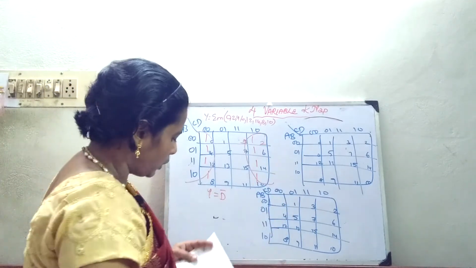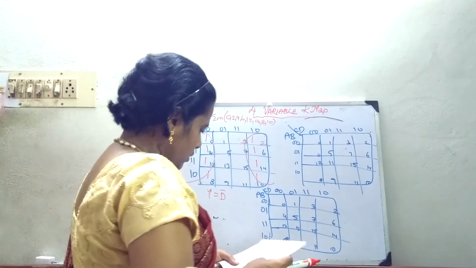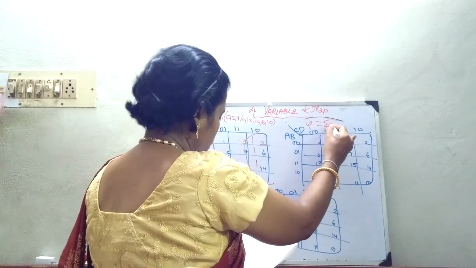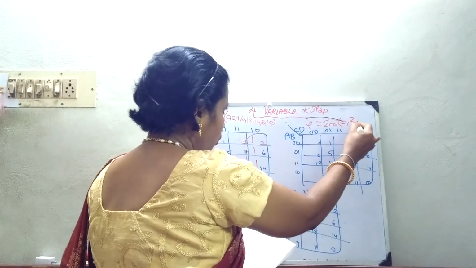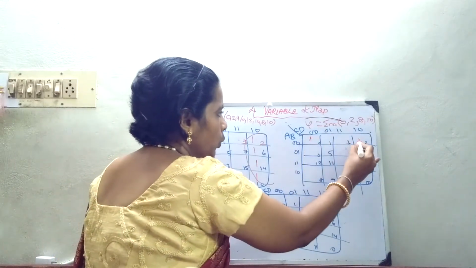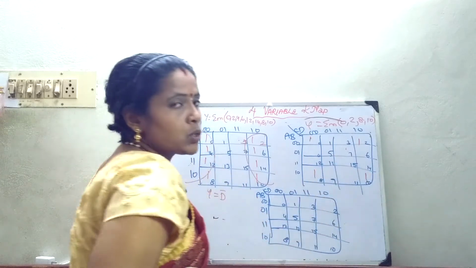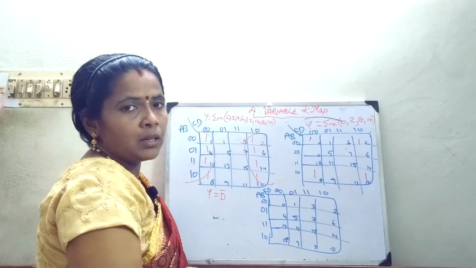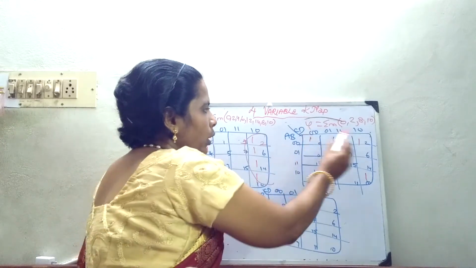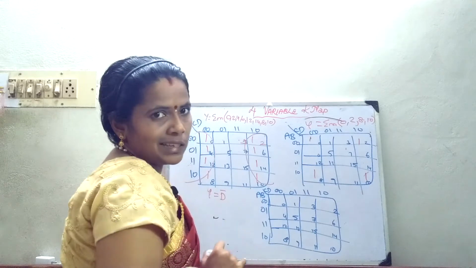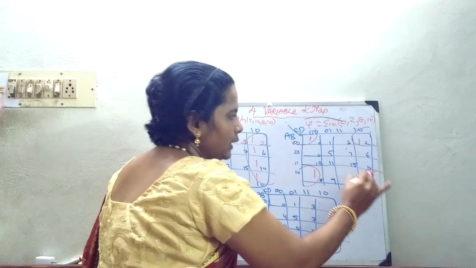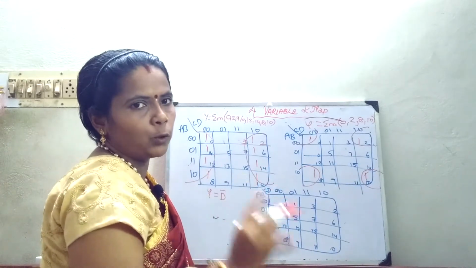Now we will proceed to the next sum. Okay, so the next problem is y is equal to summation m 0, 2, 8, 10. So what is the understanding you will have? Generally we will think that we have to go for each single cell grouping. No, all the 4 corners I can connect and it is going to be a single 4 cell grouping.